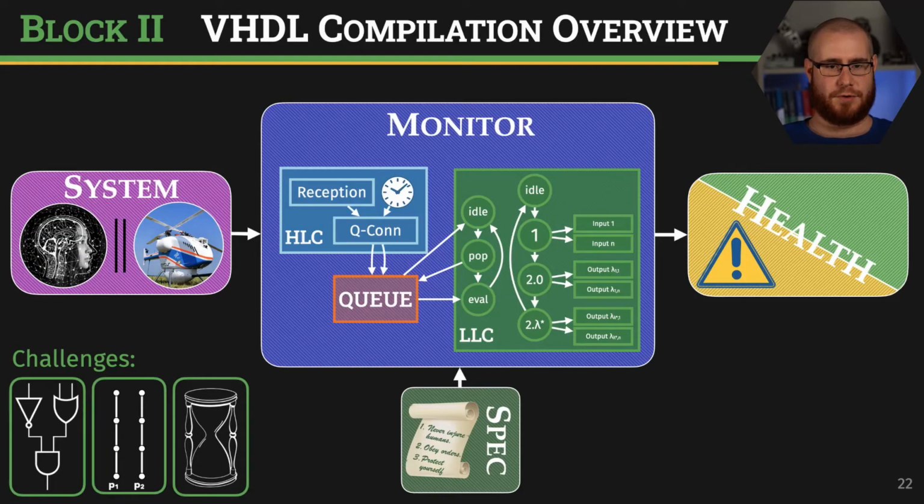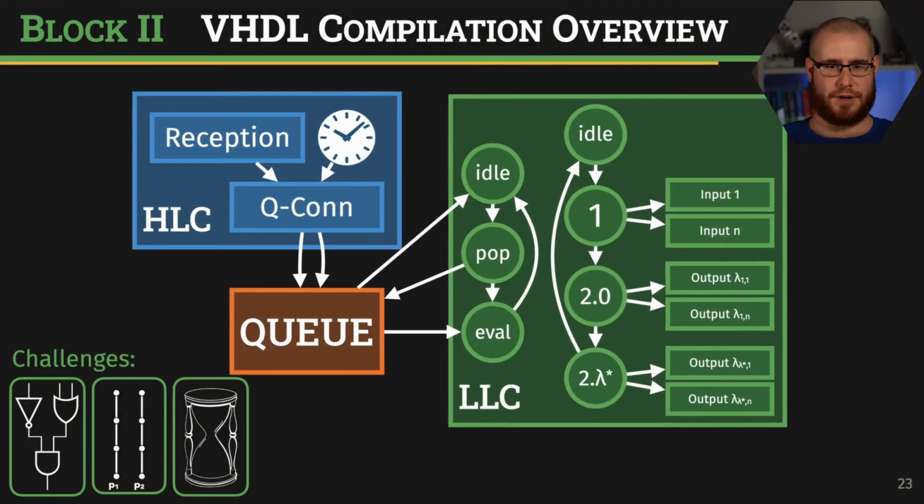The general overview looks like this. We have our system, and the system produces values that are then sent to the high-level controller here, which takes this data, sends it to the queue, and the queue then relays this information to the low-level controller, which takes care of the evaluation. And after evaluating the event or the deadline, we send the information outwards back to the system to do whatever with the information. So let's have a look at the internals of the monitor here.